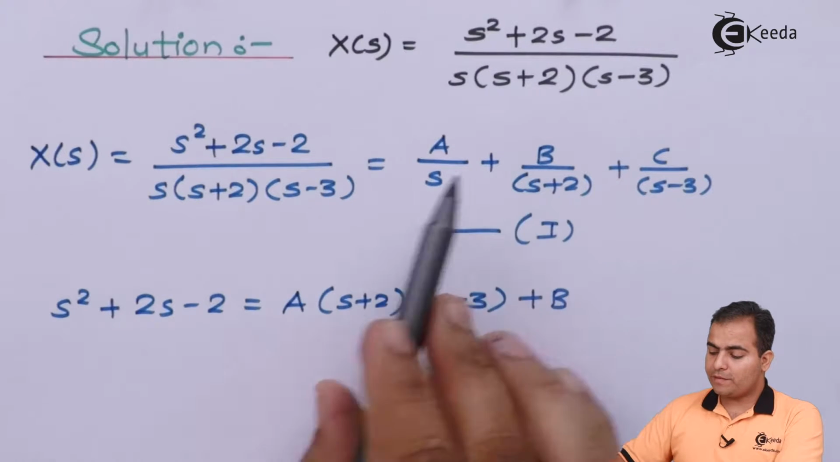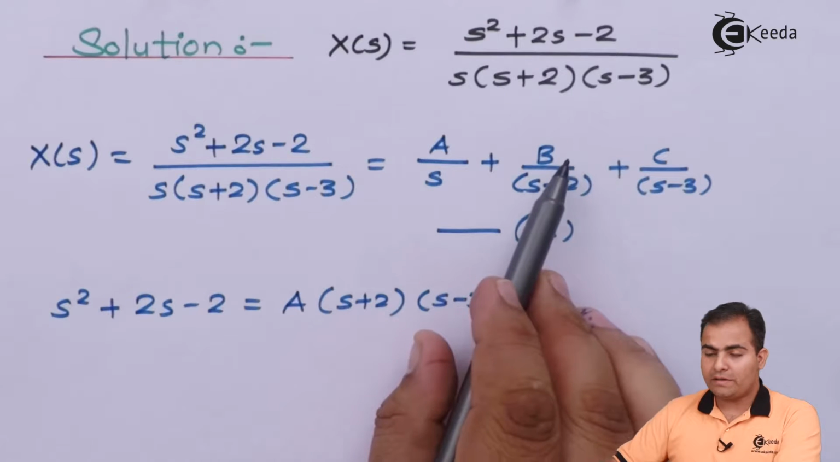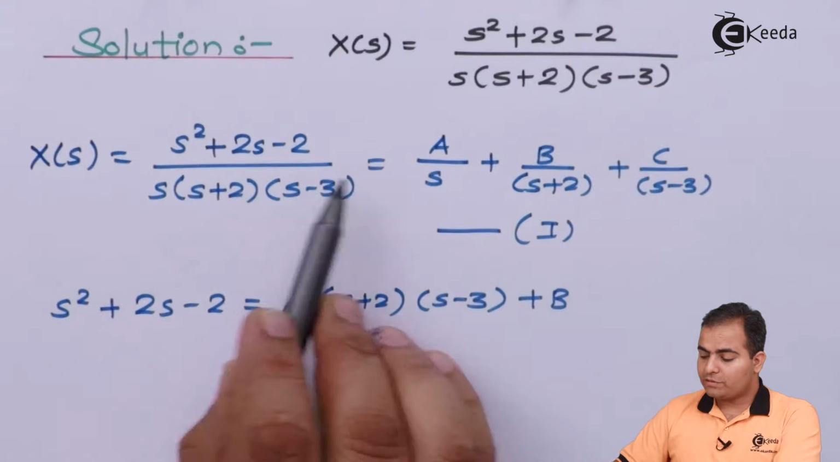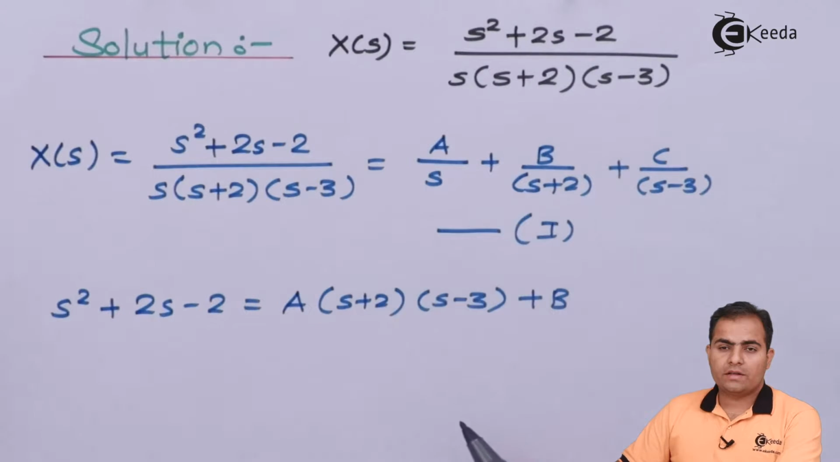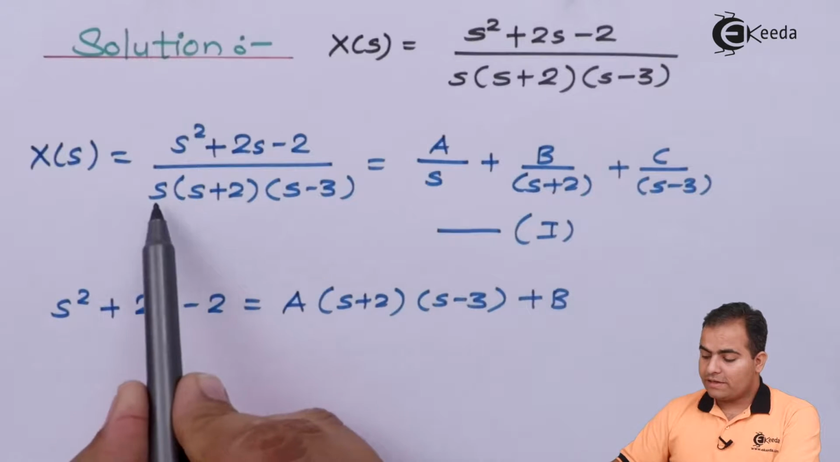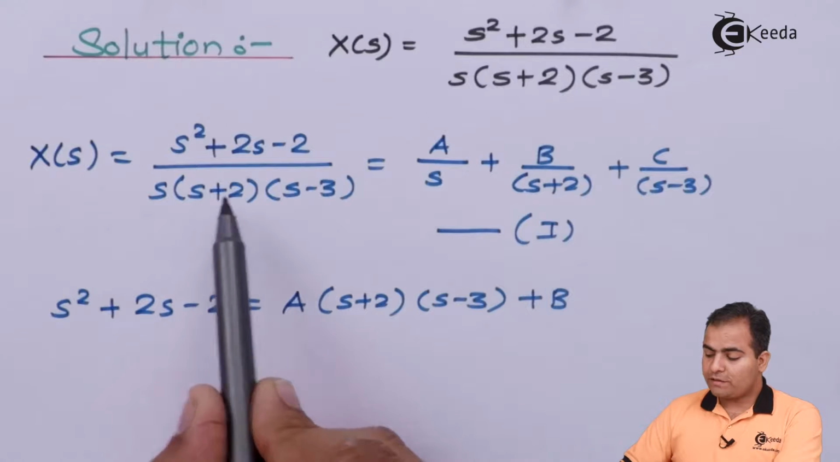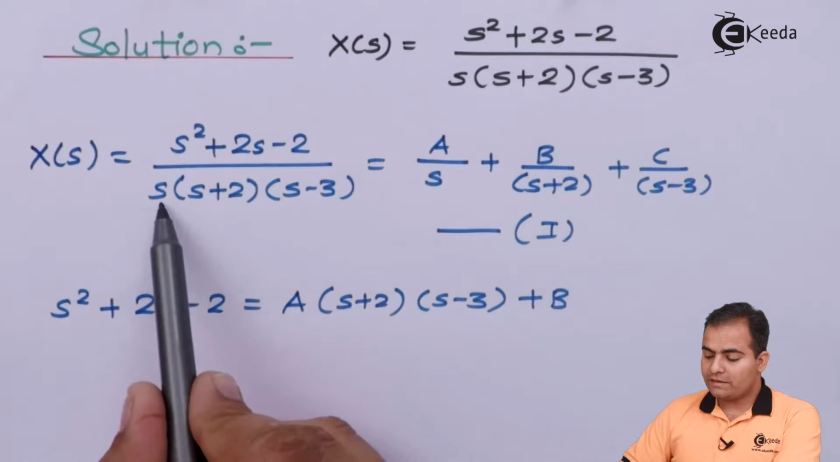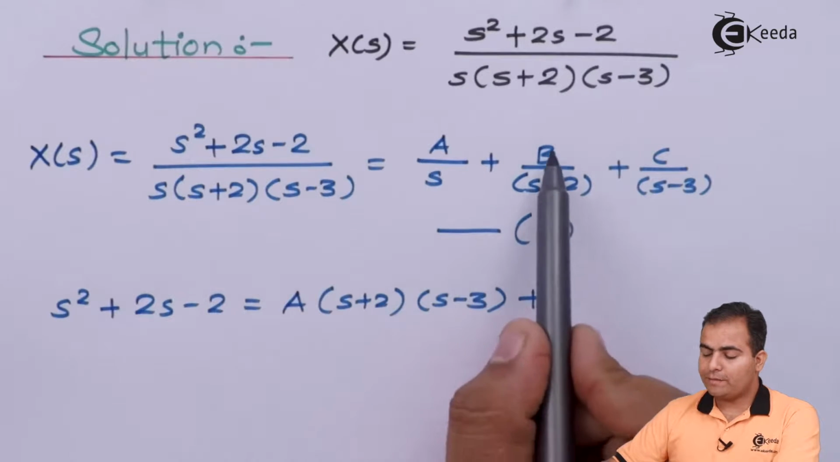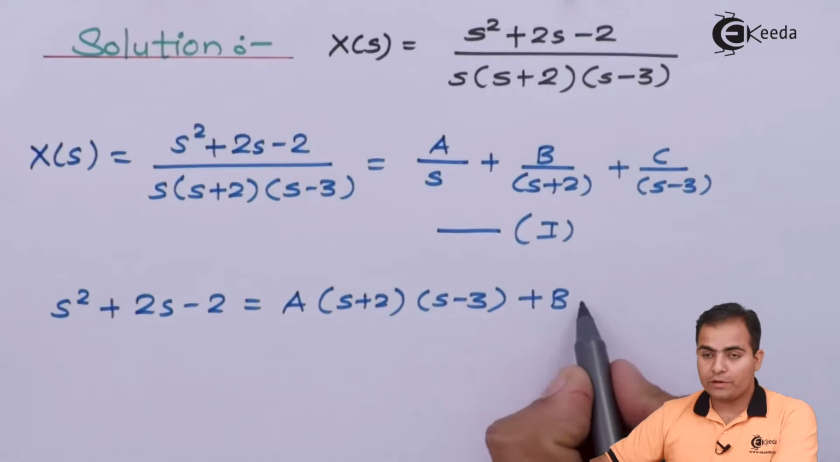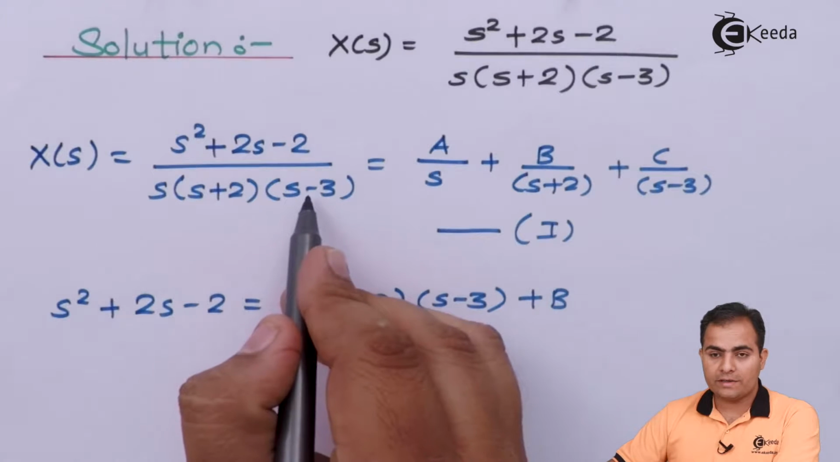Now do the same thing with b. Multiply the denominator with b, so s plus 2 and s plus 2 will get cancelled. We have only s and s minus 3, and that will be multiplied with b only. So I'm going to write s into s minus 3.